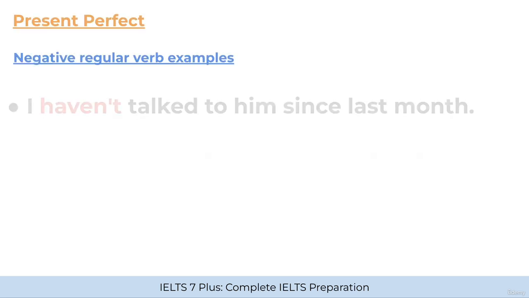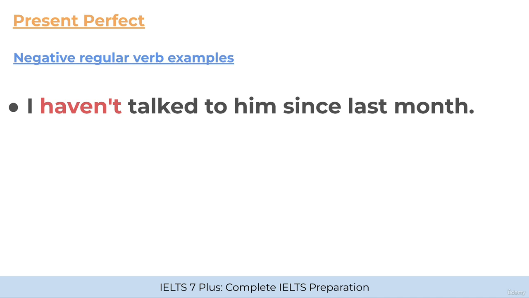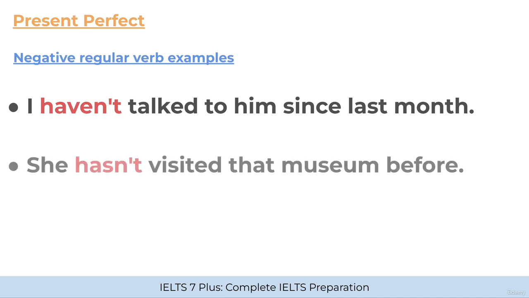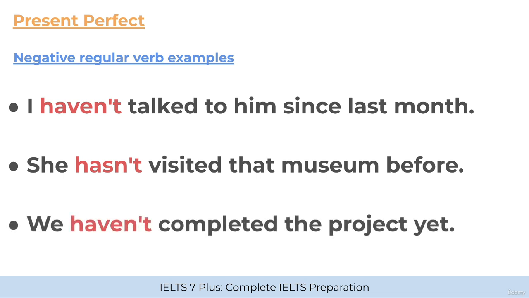Okay, so let's see this in action. You can say, I haven't talked to him since last month. There we go, we've got a bit of a time frame there. And if we wanted to turn it back to an affirmative example, you could say, I have talked to him since last month. So just simply take out that not. She hasn't visited that museum before. We haven't completed the project yet.